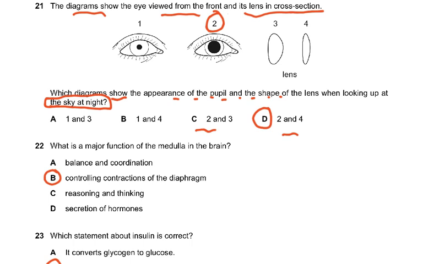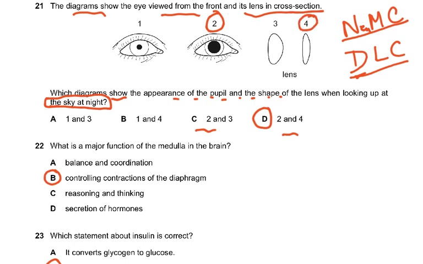Now you know why it would be four, because the simple mnemonic is NMC, near more convex, and DLC, distant less convex. You have to remember these. Near is more convex, and when you're looking at the sky, it is distant, so the lens would be less convex, so that would be four. This is how you remember it.